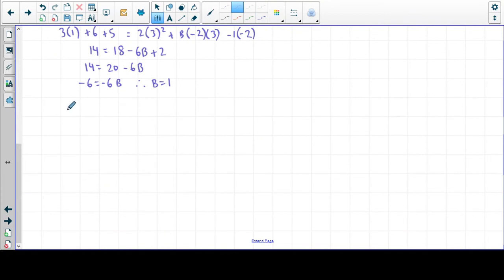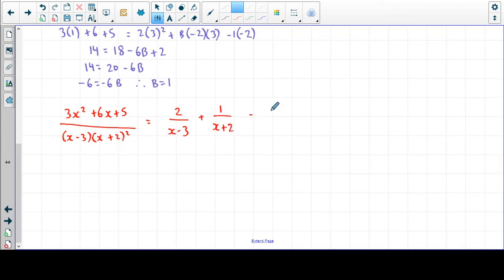So to finish my question off, my original fraction was 3x squared plus 6x plus 5 all over x minus 3 x plus 2 squared. And in partial fractions that can be expressed as 2 over x minus 3 plus 1 over x plus 2 minus 1 over x plus 2 squared. And there is my final answer.